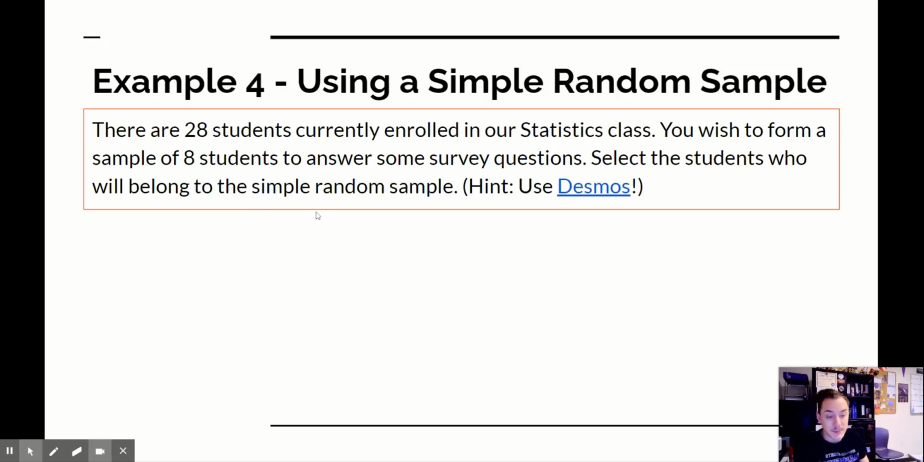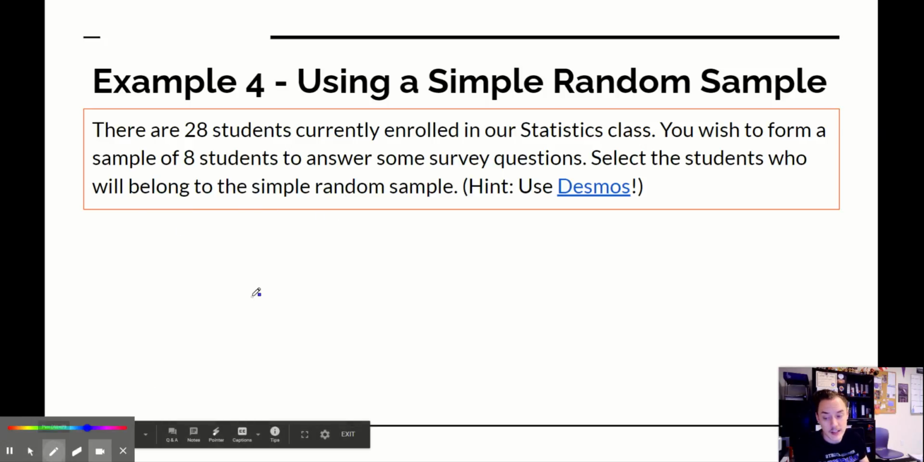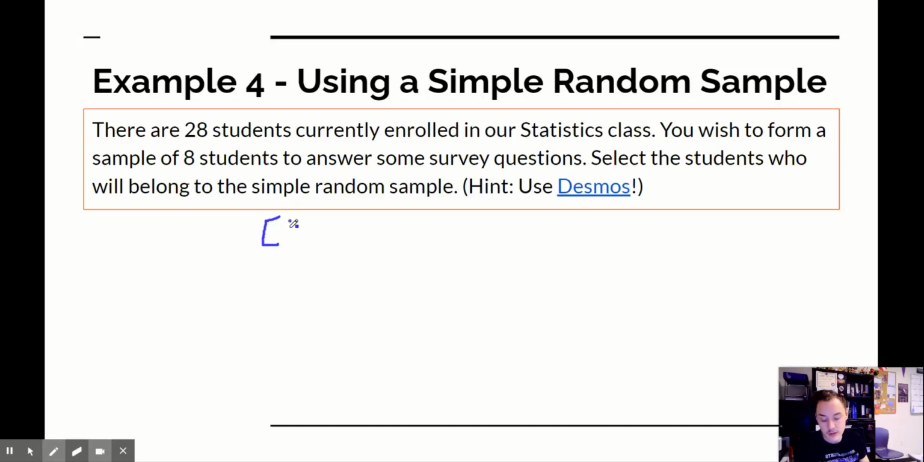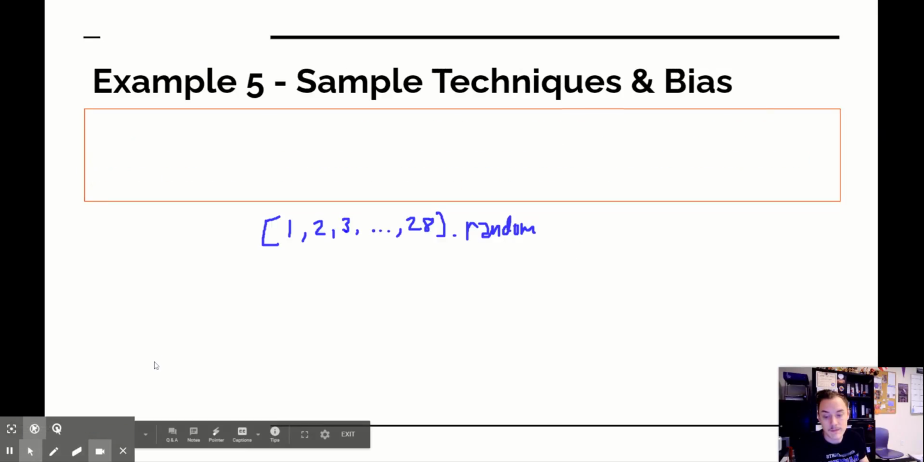Okay, really this depends. It's really hard to show you this, but what you would do on Desmos is you would type in 1, 2, 3, all the way until 28, just like that, and then do dot random. What this will do is generate a random number for you. So to select students who will belong to the simple random sample, you would number them off, and then that's how you would solve it. I really can't show you anything more than that, but that's how you would plug it into Desmos. Okay?